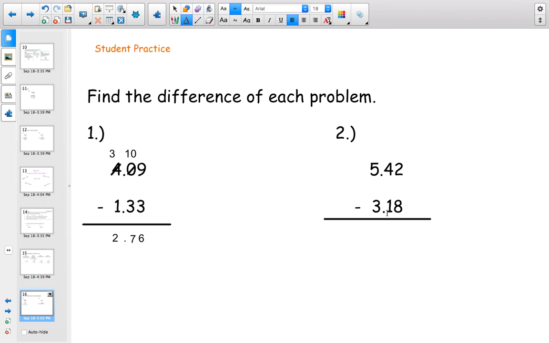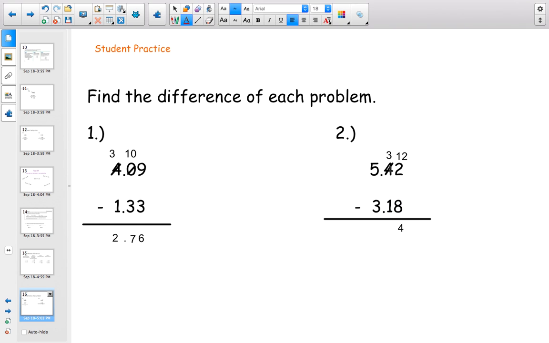Okay, again, we notice our decimals are lined up. We're going to start all the way in our hundredths place. 2 minus 8 we cannot do, 2 is a smaller number than 8, so we cannot subtract. So we're going to borrow from our neighbor. This 4 is going to become a 3, and our 2 is going to become a 12. So now we have 12 minus 8, which equals 4.